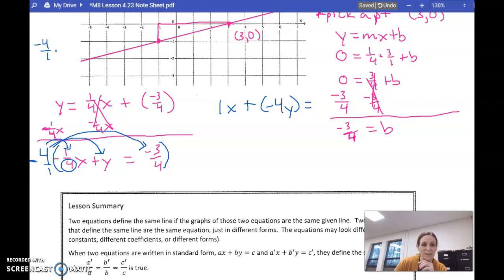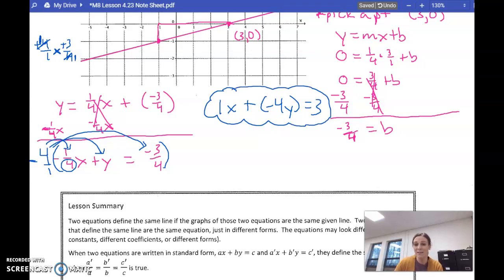Equals negative 4 times negative 3/4. Negative 4/1 times a negative 3/4. Well, first of all, negative times a negative is a positive. And if I cross products here, well, my 4s are going to cancel out to be 1s. So this basically, and these are positive, right? Just gets us 3. Okay? So here is an equation in standard form using what we've learned in the past.